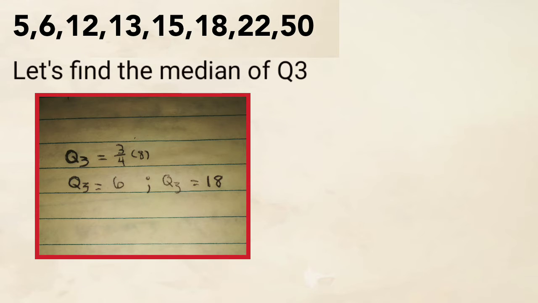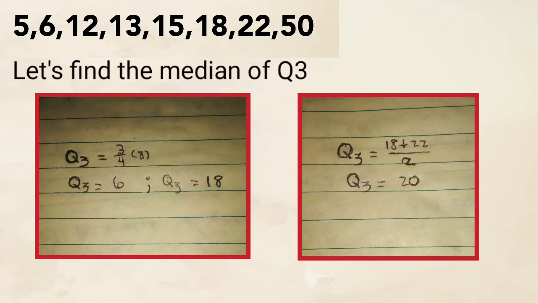Let's have another example. Let's find the median of Q sub 3. The first thing we need to do is to identify what is the third quartile so we can get the median of it. So 3 divided by 4 multiplied by 8 is equal to 6, and our sixth term is 18. Therefore, our third quartile is 18. Then let's find the difference between the two values where Q sub 3 is situated. So 18 plus 22 divided by 2 is equal to 20. Therefore, the median of our Q sub 3 is 20.